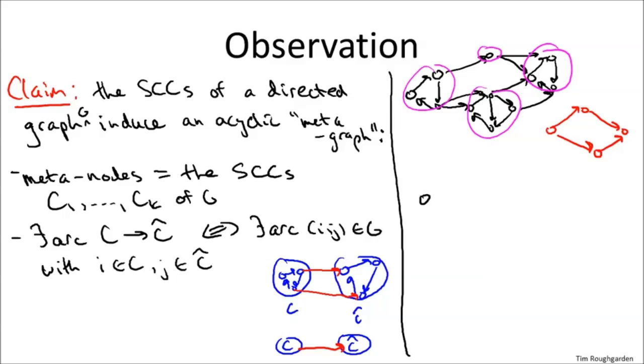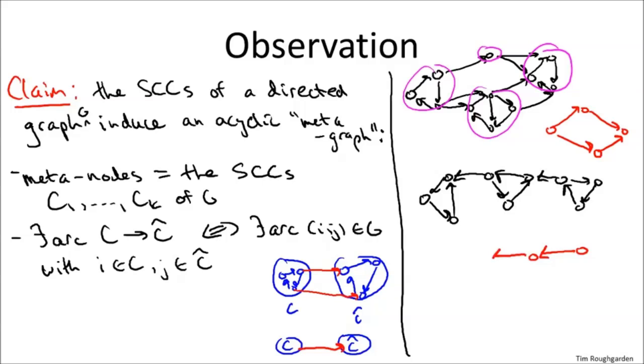And for the running example we used to illustrate Kosaraju's algorithm with the 3 triangles, the corresponding metagraph would just be a path with 3 nodes. So why is this metagraph guaranteed to be acyclic? Well, remember, metanodes correspond to strong components, and in a strong component you can get from anywhere to anywhere else.